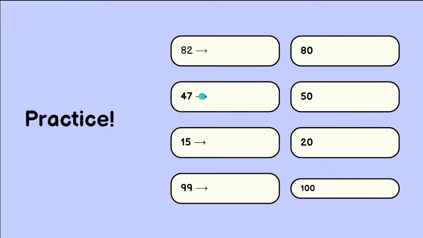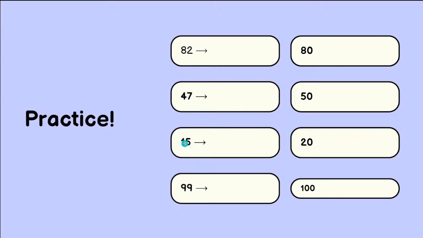Now let's look at 47. So we always look at the ones place, and here we have 7 in the ones place. And 7 is in between 5 and 9. So that means we round up. When we round up, we change the ones place to 0. And then we have a 4 in the tens place. So 4 plus 1 is 5. And then when we round up, we have a 5 in the tens place. So 5 and 0 makes 50.